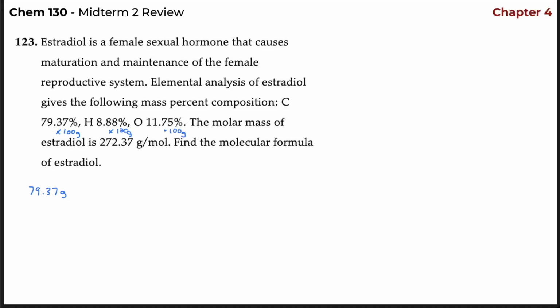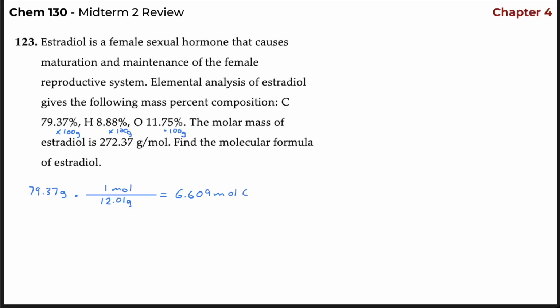This is in grams, and we're going to multiply it by something to get us the moles, right? So 1 mole over, what is the atomic mass of carbon? It's going to be 12.01 grams, right? 1 mole per 12.01 grams. So this is going to give us 6.609 moles of carbon, right?